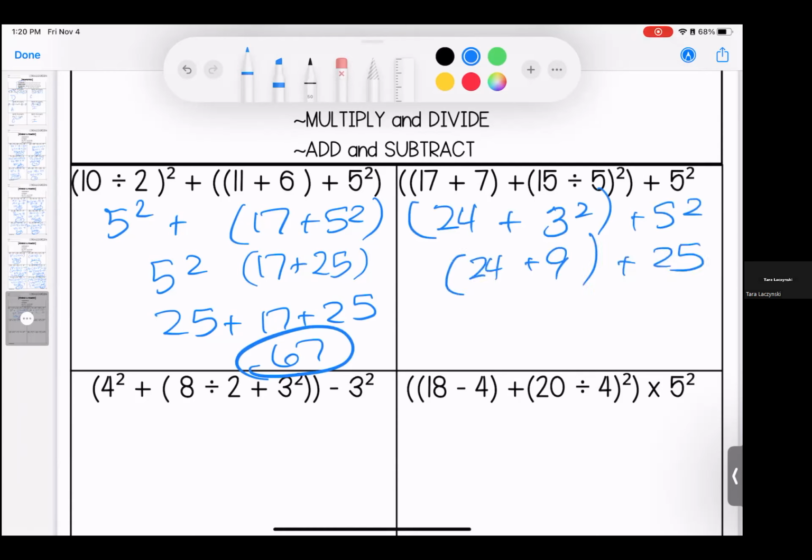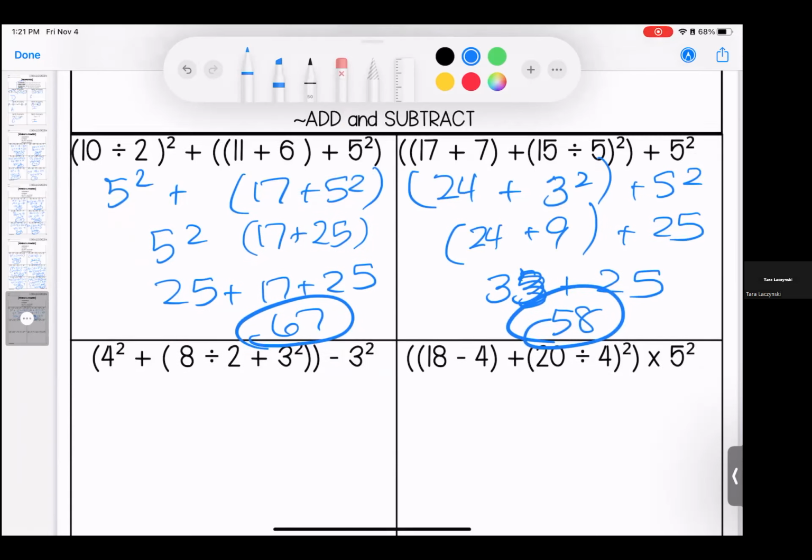24 plus 9 is... Brain just stopped working there. 33. There we go. Add it all together, we have 58.